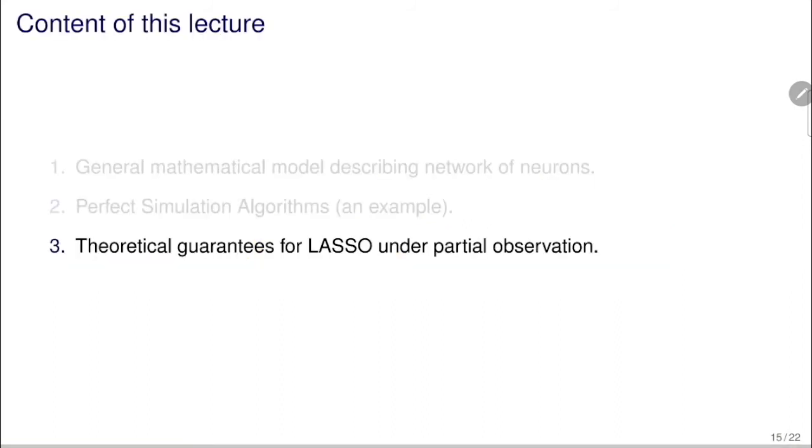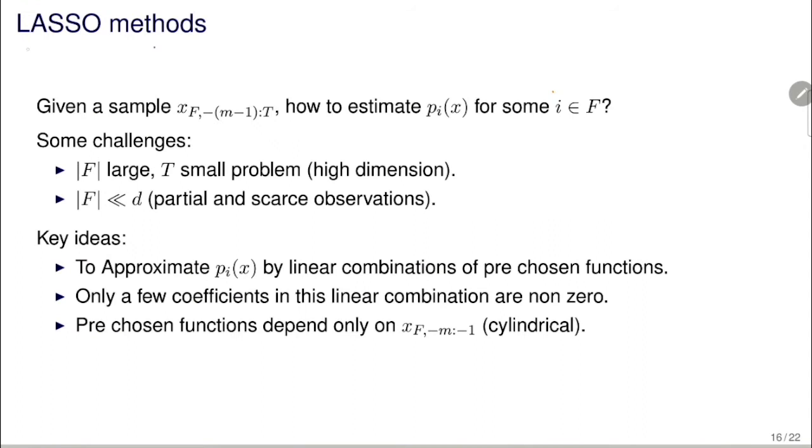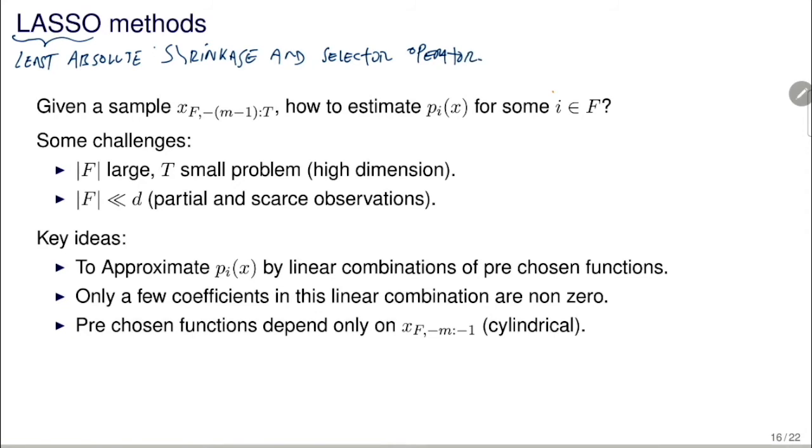To conclude this lecture, let us now discuss some theoretical guarantees for lasso methods under partial observation. As many of you might know, lasso means least absolute shrinkage and selector operator. This method was introduced by Robert Tibshirani in the 90s in the context of regression analysis, and perhaps is one of the most used methods in statistics and even in machine learning. So essentially what lasso does is variable selection.